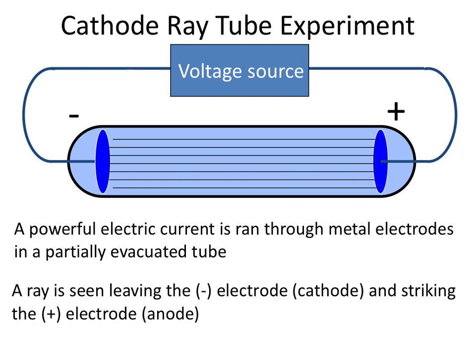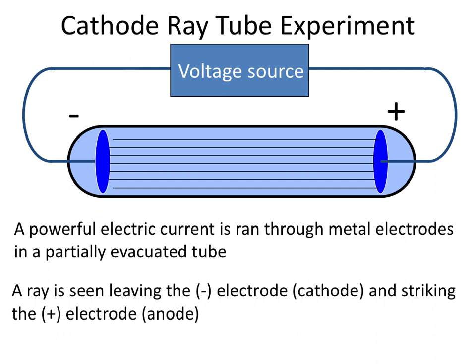So the cathode ray tube experiment that J.J. Thompson carried out basically consisted of him having an evacuated glass tube, where he had pieces of metal, and he applied an electrical current to the pieces of metal, and what ended up happening is that there was a ray that would go from one side of the tube to the other.